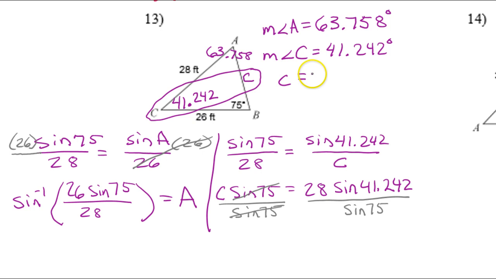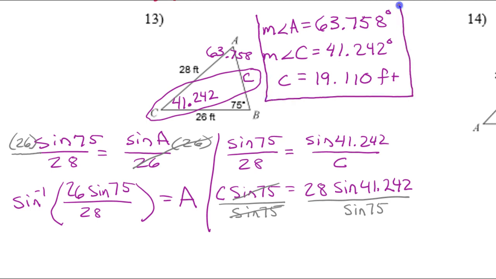And here I'm getting 19.110. Okay, and these are feet. All right, I actually had 19.1098, but I had to round up. So this is it. This is my answer for number 13.